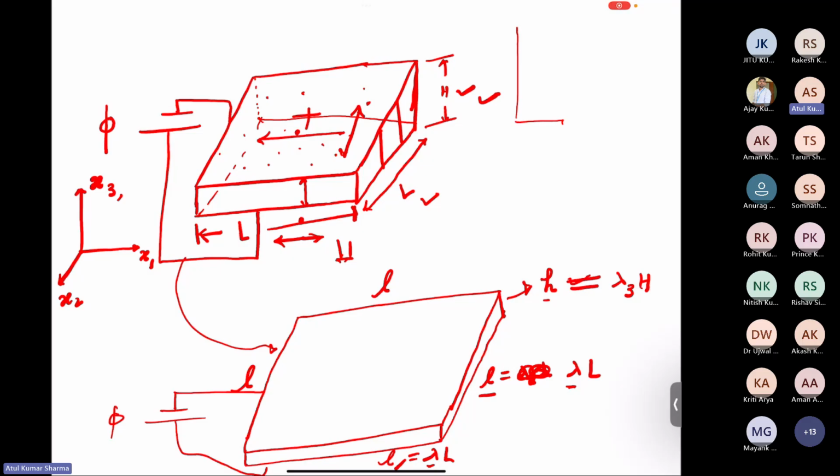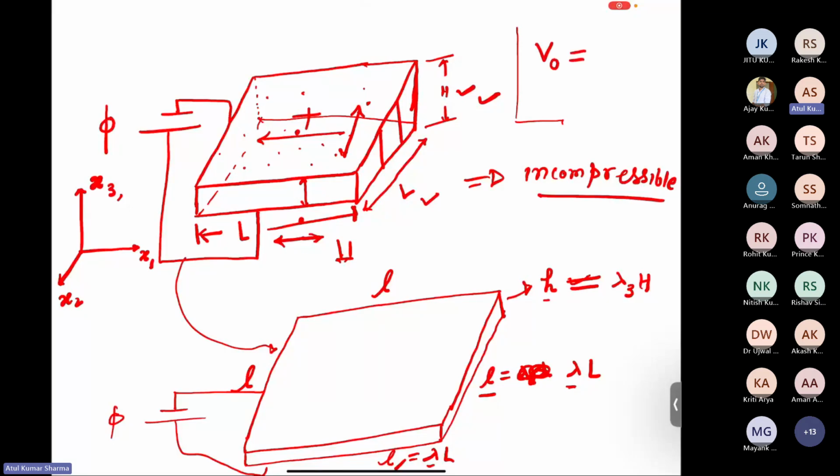Now another assumption that we are making is that your material is incompressible. What do you mean by incompressible? Incompressible means the volume of this dielectric elastomer will remain unchanged. Whatever volume we have in the undeformed configuration will be the same as in the deformed configuration. So if you compare the volume, before deformation, what is the volume?